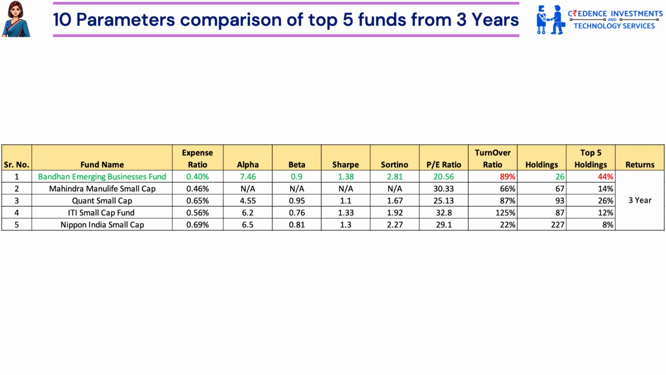1. Bandhan Emerging Businesses Fund is the most aggressive with high concentration and strong risk-adjusted returns. 2. Nippon India Small Cap Fund is the most diversified and has the lowest turnover. 3. Quant Small Cap Fund has a higher expense ratio but reasonable risk-adjusted returns. 4. ITI Small Cap Fund has high PE and turnover ratios, which could indicate a more volatile approach.